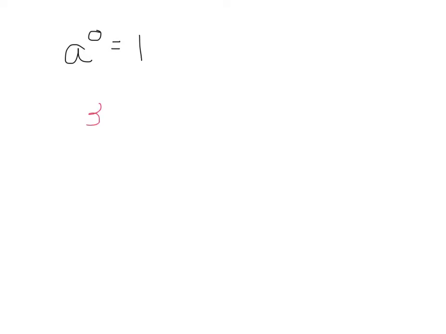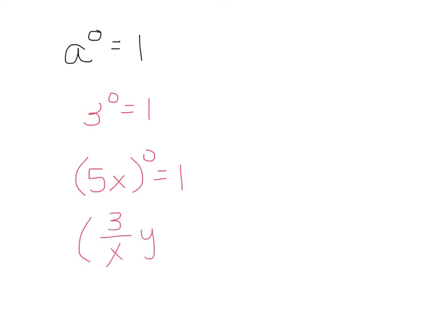In today's lesson, we will be talking about properties of exponents. The first property we're going to talk about is anything to the 0 power always equals the number 1. So if it was a number to the 0 power, it would equal 1. If it was 5x to the 0 power, it would also equal 1. Or even if I gave you 3 divided by x times y, if it was all to the 0 power, it would equal 1.